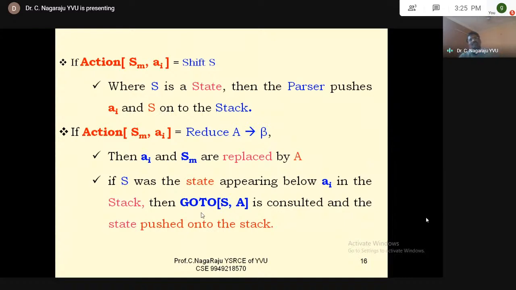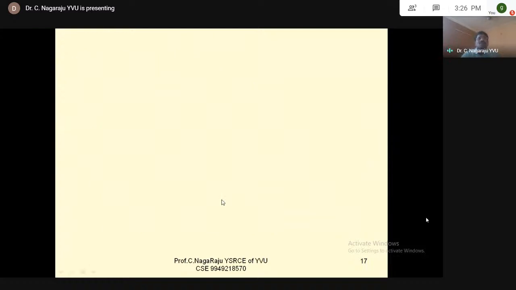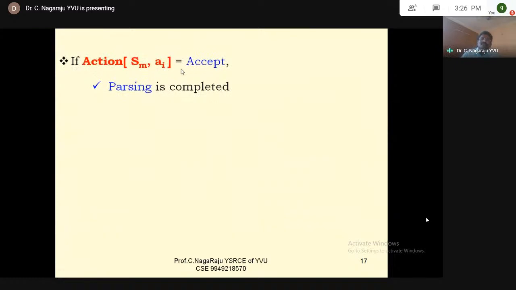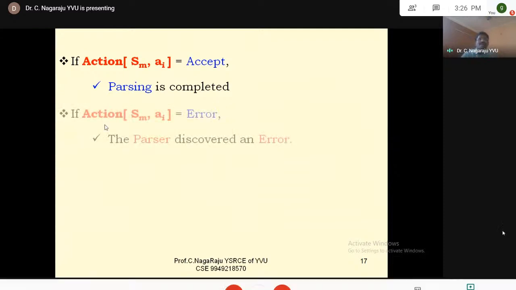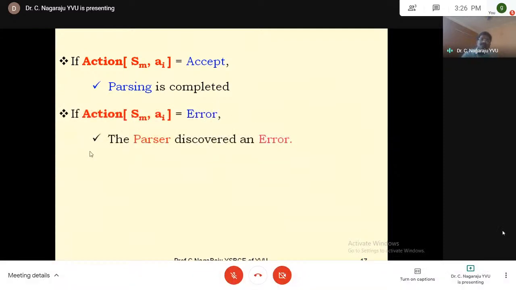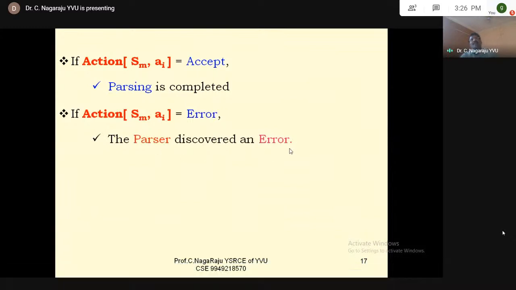Here the stack was already there, so we call the goto table and push the next state. Next, if action of SM comma AI is equal to accept, then the parser is completed, meaning the string is accepted. If action of SM comma AI is error, then the parser discovers an error and an error message will be sent to the error handling routines.